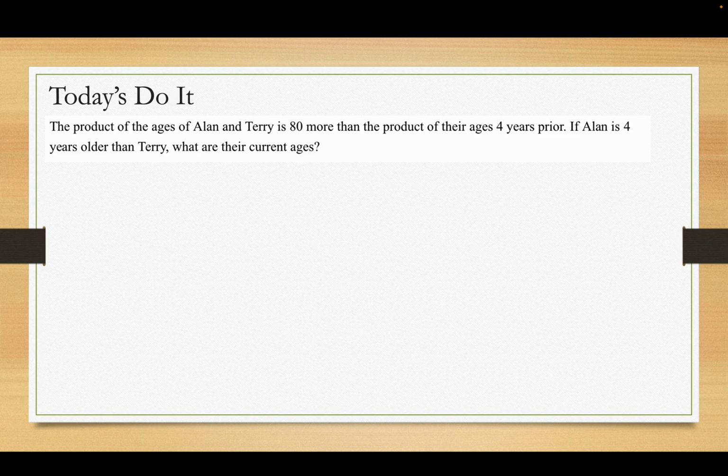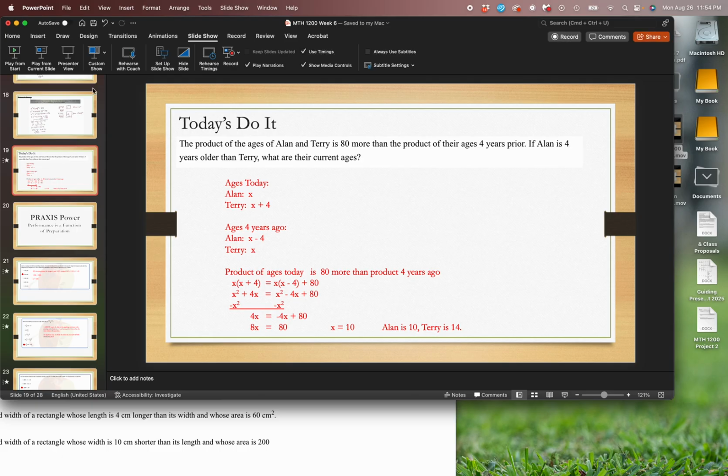Okay, so the product of the ages of Alan and Terry is 80 more than the product of their ages 4 years prior. If Alan's 4 years older than Terry, now what are their current ages? So the ages today, Alan is X, Terry is 4 years older. Oh, Alan should be 4 years older. So let's correct this again.